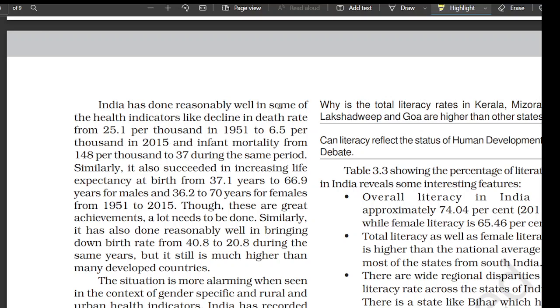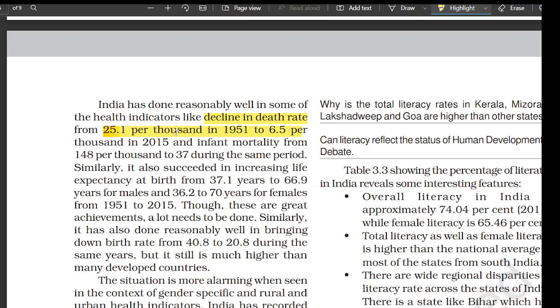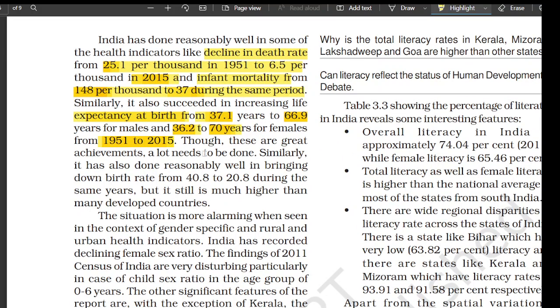India has done reasonably well in some of the health indicators like decline in death rate from 25.1 per thousand in 1951 to 6.5 per thousand in 2015, and infant mortality from 148 per thousand to 37 during the same period. Similarly, it succeeded in increasing life expectancy at birth from 37.1 years to 66.9 years for males and 36.2 to 70 years for females from 1951 to 2015. Though these are great achievements, a lot needs to be done.